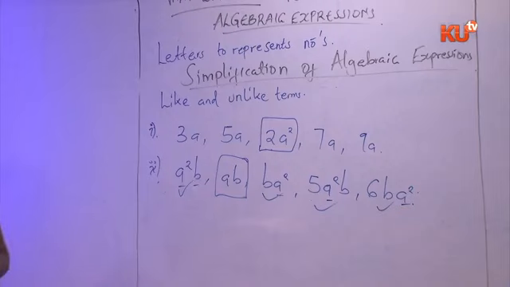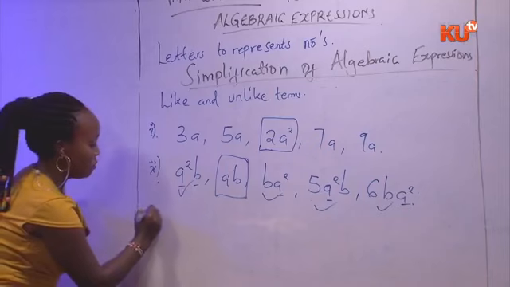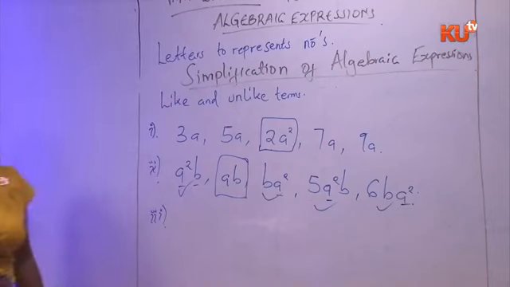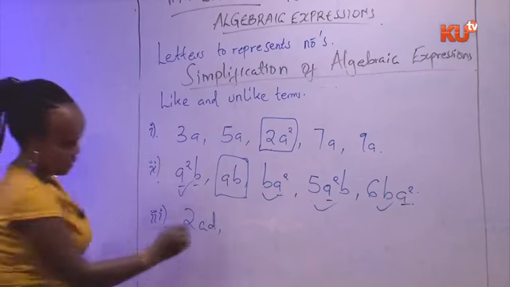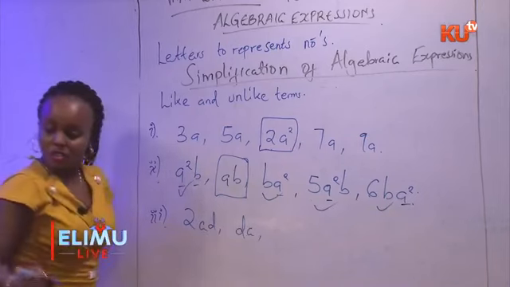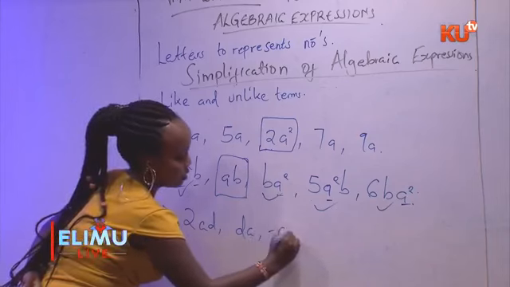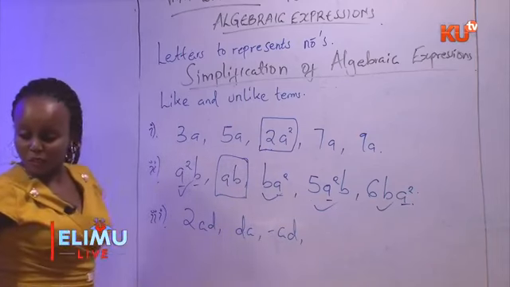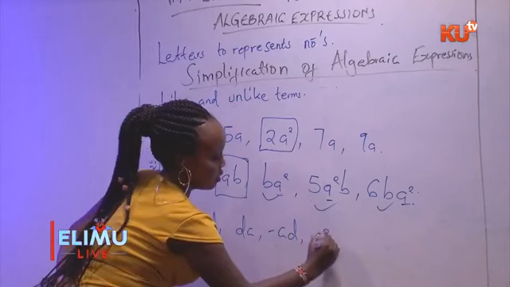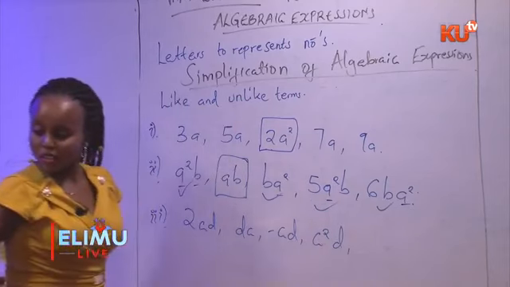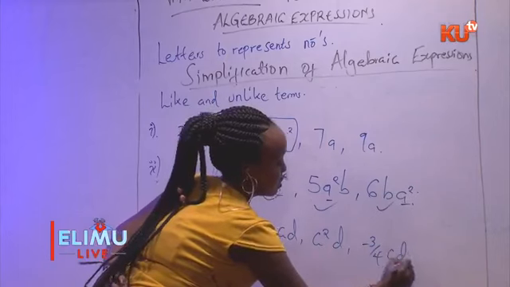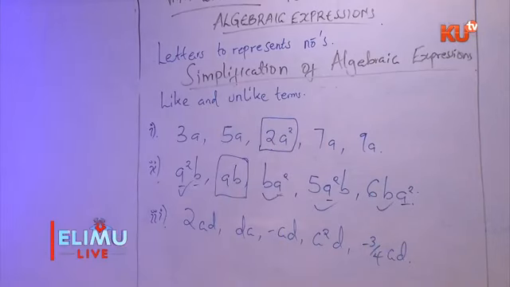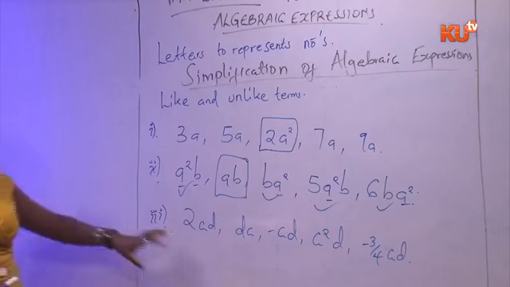Maybe I give a last example to see if we can note that. We have the last example, Roman 3, we have maybe 2cd, then we have dc, then we have negative cd, then c squared d, and lastly negative 3 over 4 cd. So if you look at those terms, we specifically look at the letters.